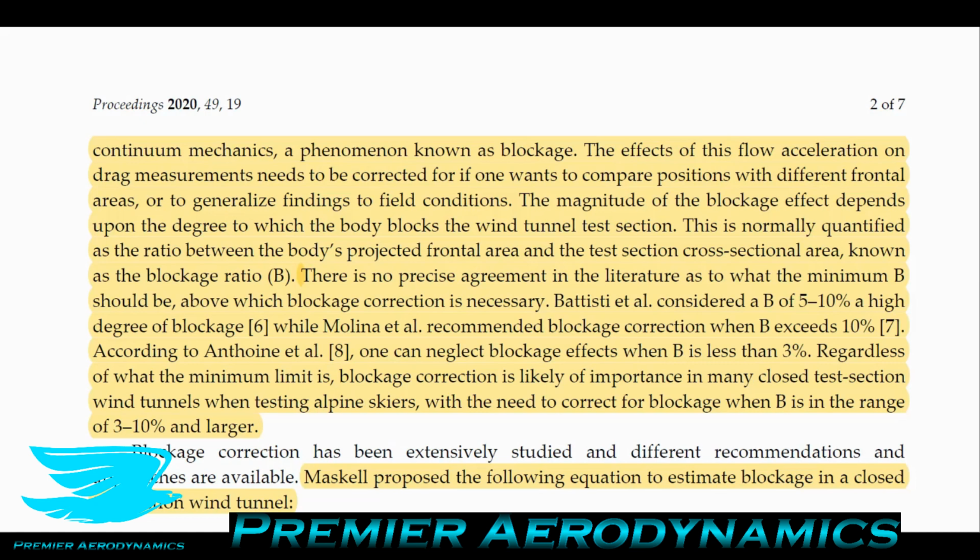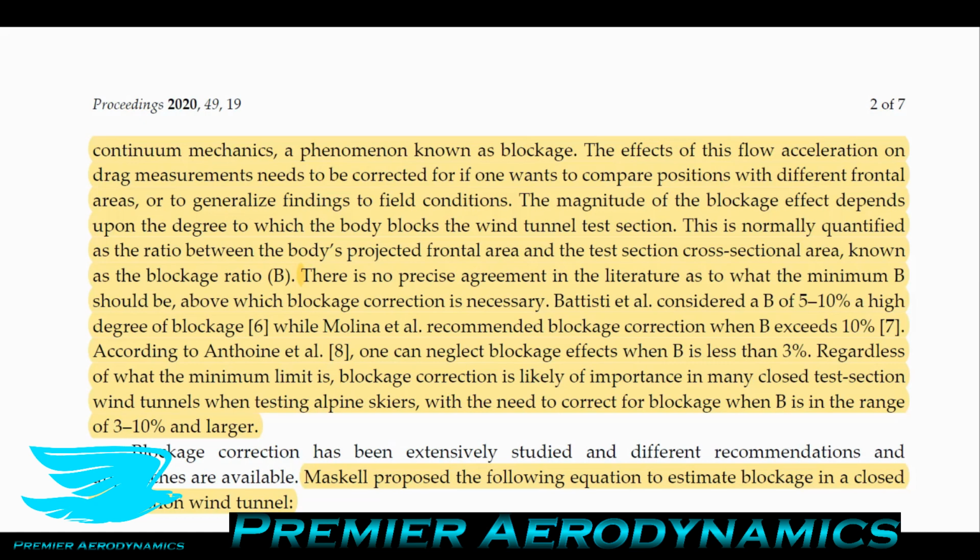That was quite interesting. Moving on with the blockage ratio, they say that the magnitude of the blockage effect depends upon the degree to which the body blocks the wind tunnel test section. So the more it blocks it, the greater this acceleration of the flow occurs. And this is normally quantified as the ratio between the body's projected frontal area and the test section cross-sectional area. They call it here the blockage ratio, which is a common way of calling it, and this is usually expressed in a percentage. So 5%, 10%, whatever.